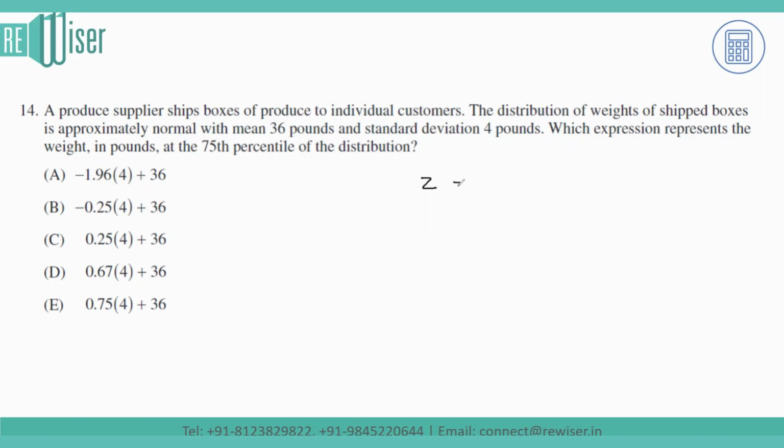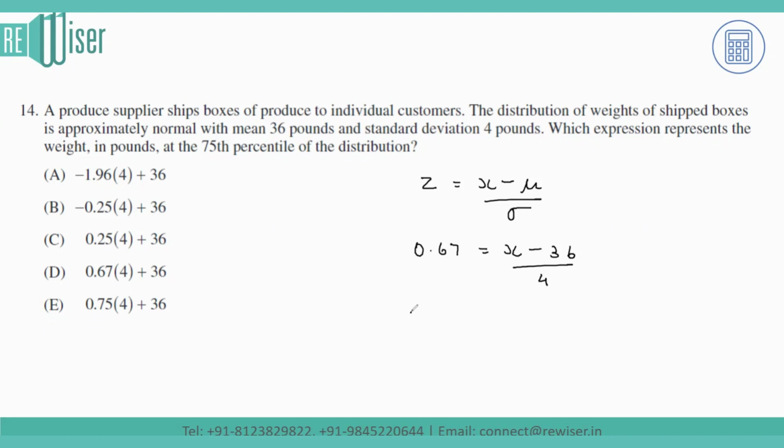So we know that the formula for the z-score is given as x minus mean divided by the standard deviation. So here, for the 75th percentile, the z-score is 0.67, and that is equal to x minus mean divided by the standard deviation, which is given as 4.